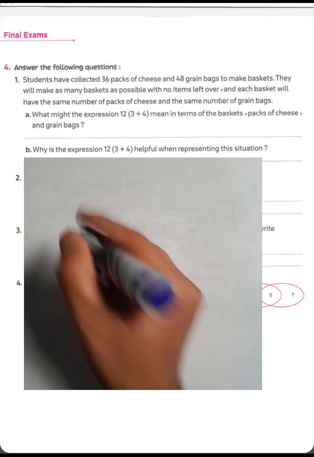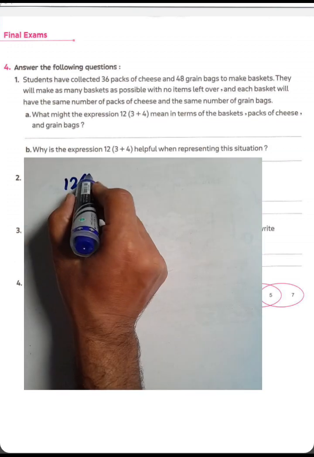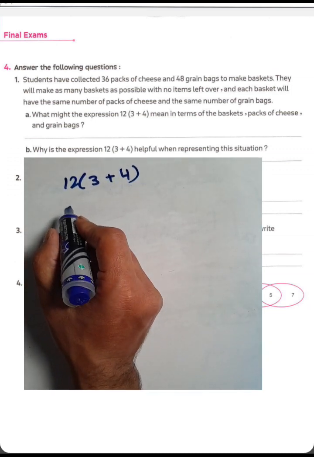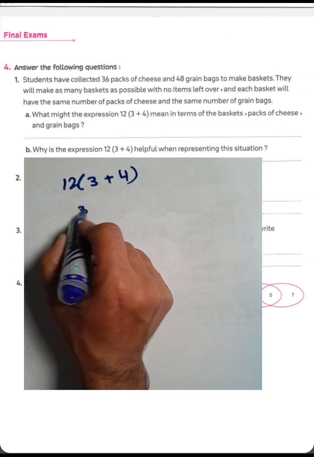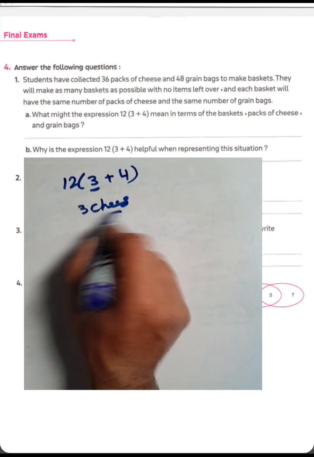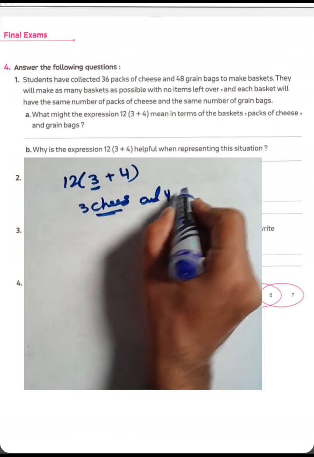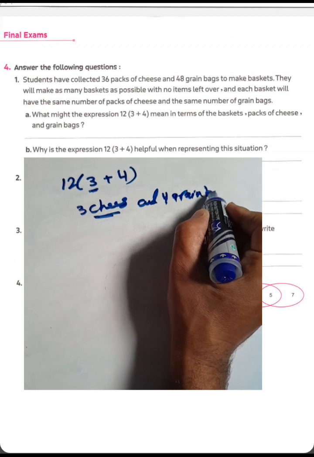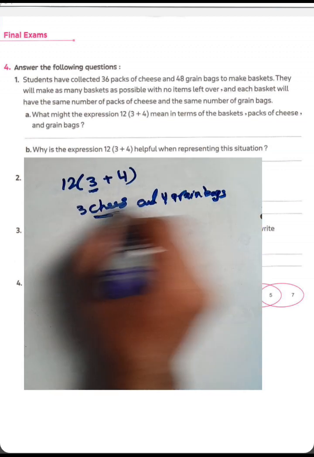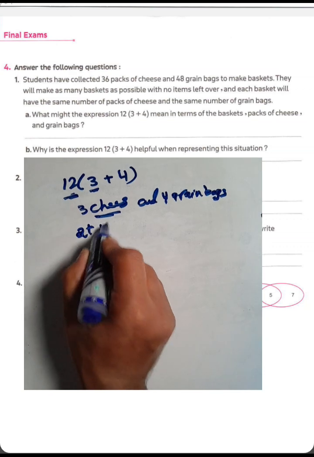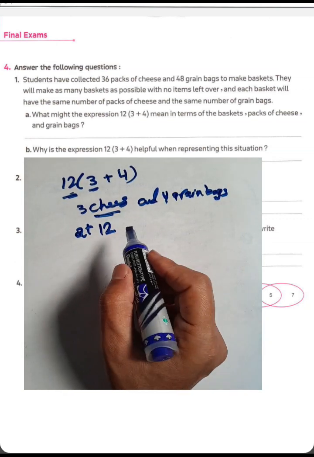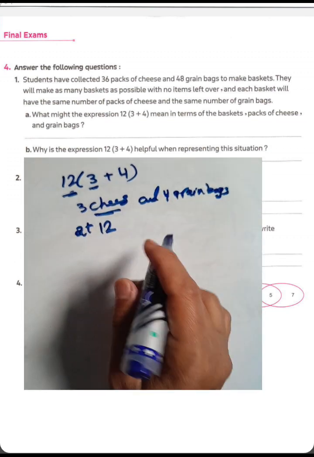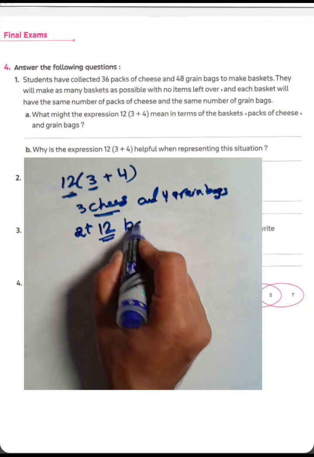He gives us in the example 12 times 3 plus 4. First we have cheese and the grain bags. We have 3 cheese and 4 grain bags in 12 boxes. We have the total 36 bags and 48 grain to make baskets, so we have 12 baskets.